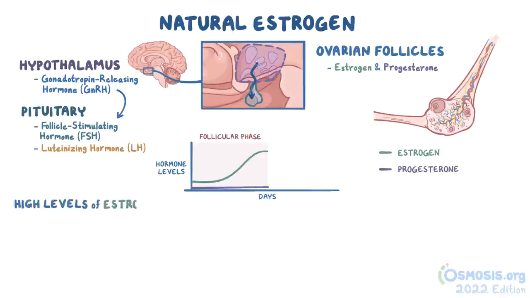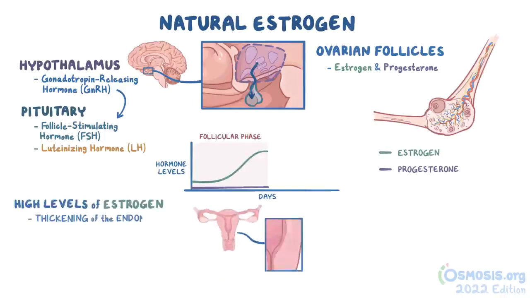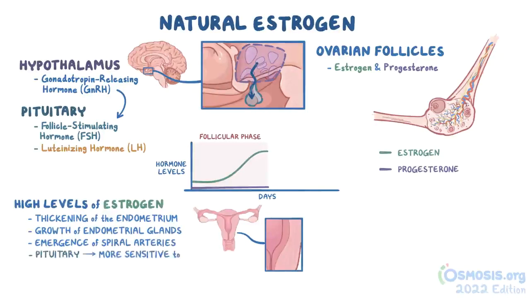The high estrogen levels stimulate the thickening of the endometrium, the growth of the endometrial glands, and the emergence of spiral arteries from the basal layer. The high estrogen levels also make the pituitary more sensitive to the actions of hypothalamic GnRH, acting as a positive feedback signal. And at the end of the follicular phase, it leads to a massive surge of FSH and LH that leads to ovulation, where one of the follicles releases an ovocyte.